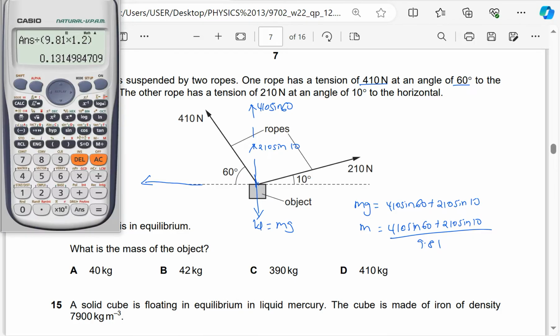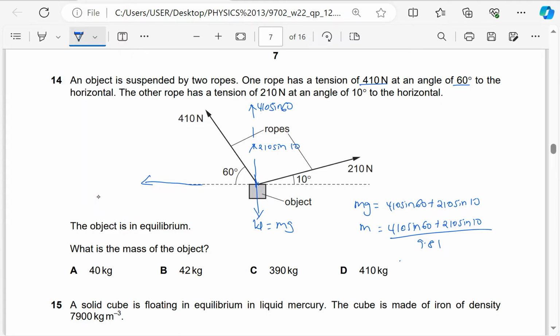So I'll check my calculator. 410 sine of 60 plus 210 sine of 10 divided by 9.81. I'm getting 39.9, which is approximately 40 kilograms. So the answer is going to be A.